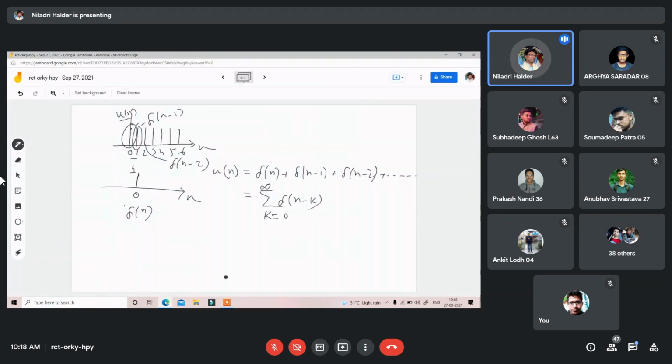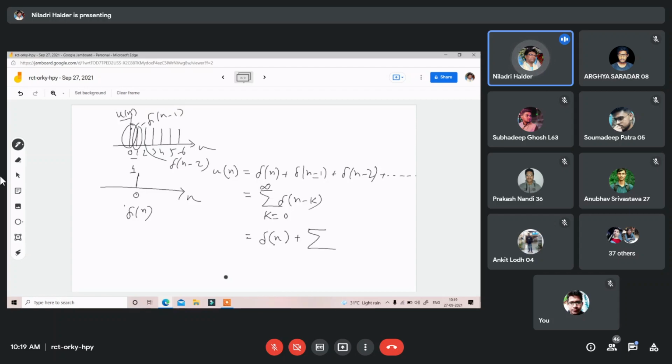When k equal to 0, you are getting delta n. K equal to 1, you are getting delta n minus 1. For k equal to 2, delta n minus 2, like that. So you are writing the summation. Or simply, in another way we can write, that is delta n plus other values.